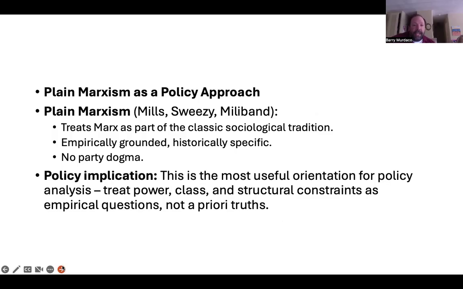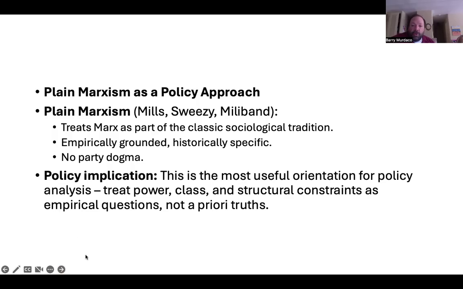Mills will also talk about this idea of plain Marxism, which treats Marx as part of the classic sociological tradition. It's empirically grounded, historically specific. There is no party dogma. I think there's also an emphasis on plain language too, and speaking to people plainly. Whereas the structural Marxists are infamous, you could say, for being very difficult to read, which is important if you're actually trying to win over regular people, right? You don't want to go too far over people's heads either. It's a tough balance to make because these are complicated issues, so a certain level of complexity I think is called for. But you can obviously take it a little bit too far as well.